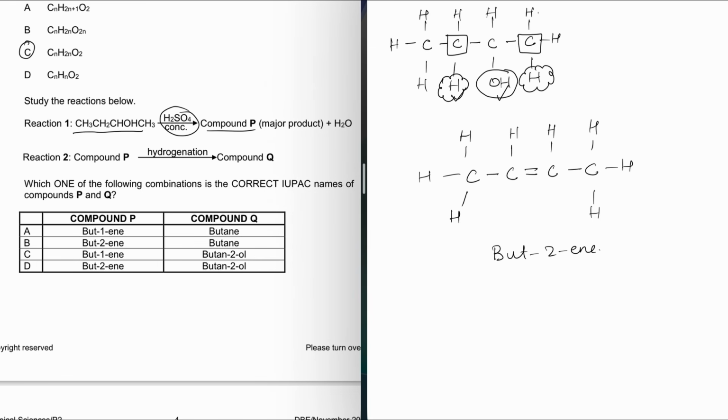Now to figure out what compound Q is, well, compound Q is formed when compound P, the but-2-ene, undergoes hydrogenation. Hydrogenation is simply adding in H2. So I have 2 hydrogens to add, and so because I have a space here and I have a space here, the hydrogens are obviously going to be added there and there, giving me butane. So I'm looking for an option that says but-2-ene going to butane, and that answer is going to be B.